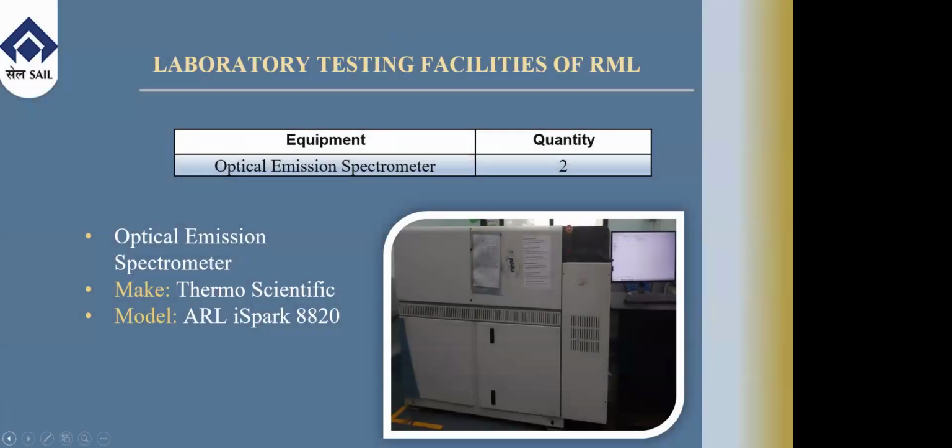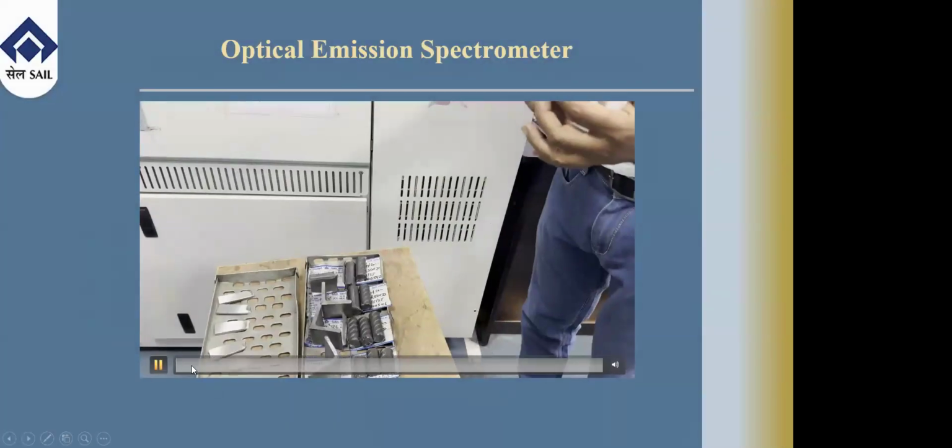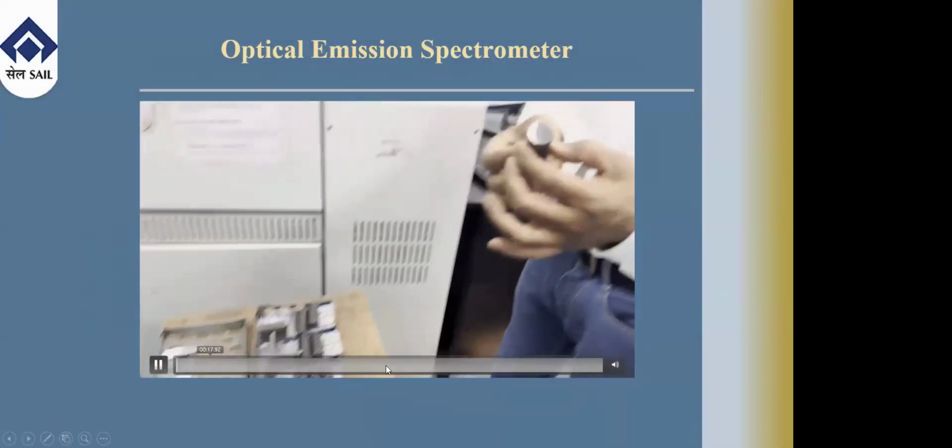For chemical analysis, we are using an OES machine. In our RML lab, we have two OES machines. OES means optical emission spectrometer, which is used for chemical analysis. Both of these OES machines are Thermo Scientific make. There is another video of how chemical analysis is done in OES.